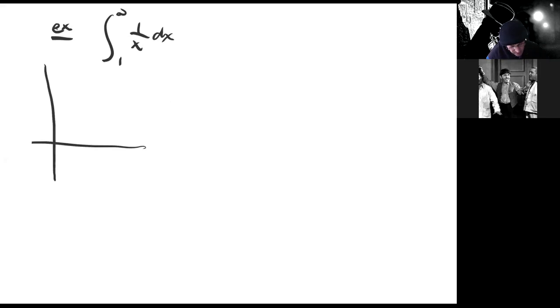So let's do another example. The integral from 1 to infinity of 1 over x dx. Now this looks innocent enough. It looks very similar to the example we had before, where we had 1 over x squared.